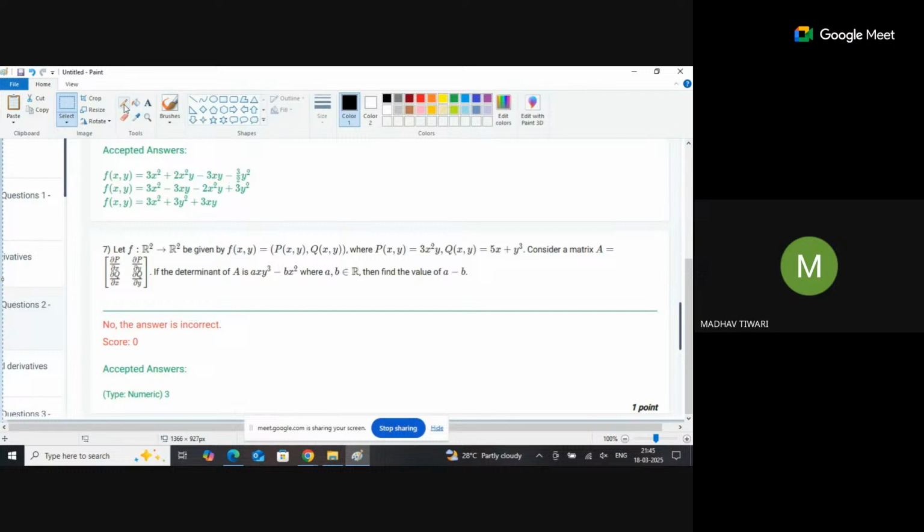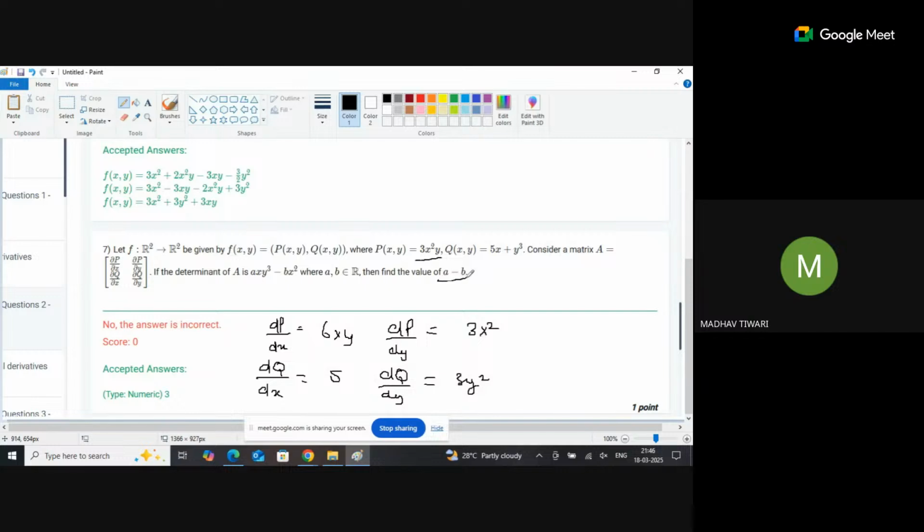Here it is, the derivative of P with respect to x. If I find the derivative of this with respect to x, dP/dx will be 6xy. If I find the derivative with respect to y, dP/dy will be 3x square. Then dQ/dx will be 5, and dQ/dy will be 3y square. So this is my matrix.